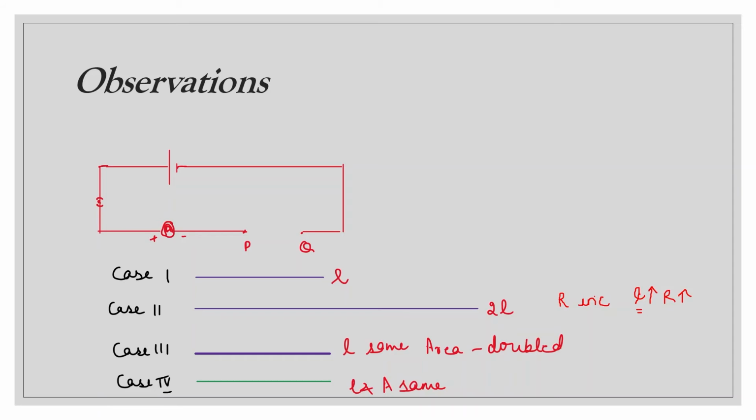Now in case 3, you keep the length same but you increase the area of cross section. From the observation of this activity, we'll see that resistance is inversely proportional to area. Now what do we mean by this? It means when you increase the area, the resistance decreases.